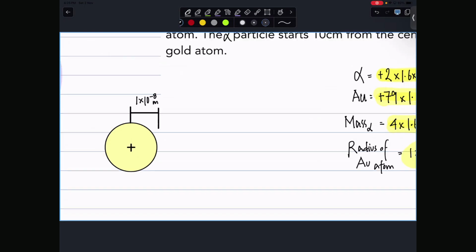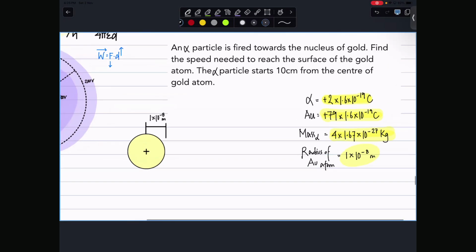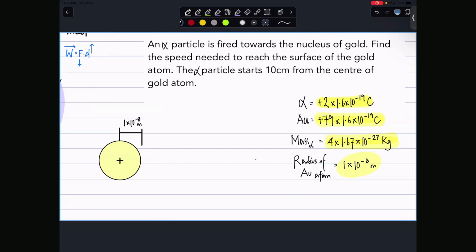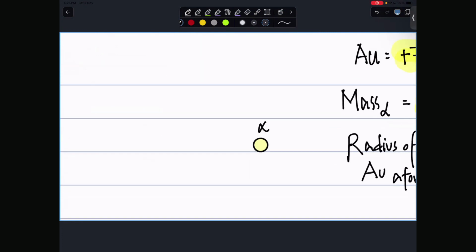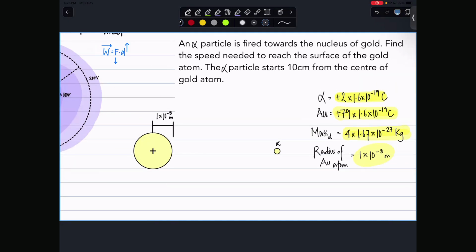Now we have an alpha particle that's coming from far away. And how far away? This is your alpha particle, and it happens to be 10 centimeters from the center. So the alpha particle is going to come all the way from there, which is 10 centimeters from the nucleus.